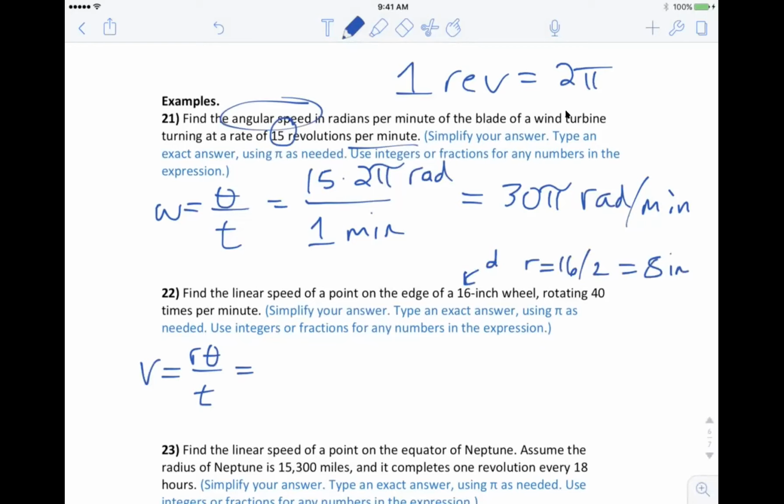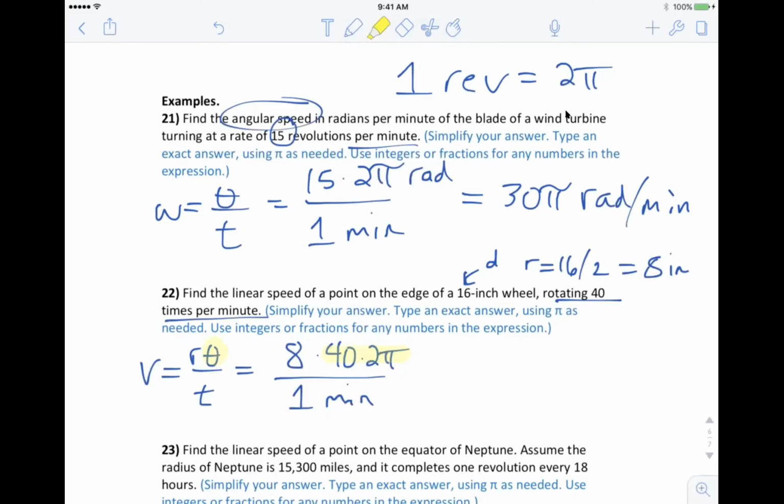It's a kind of a kid's bike here. 8-inch radius. So my radius is 8. It's rotating 40 times per minute. So again, my time is going to be 1 minute. And then what is that angle theta? So 40 2-pi's. So I'm going to put in 40 times 2 pi, and that's the theta. If that helps, I can highlight this is the theta.